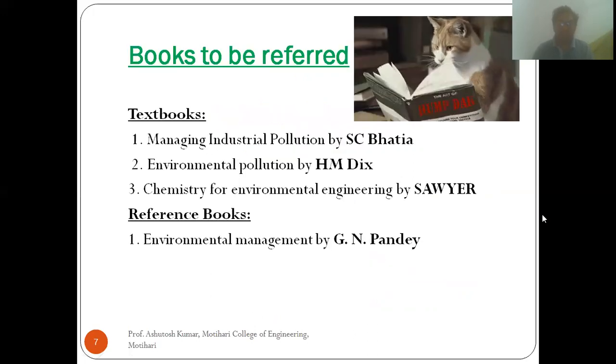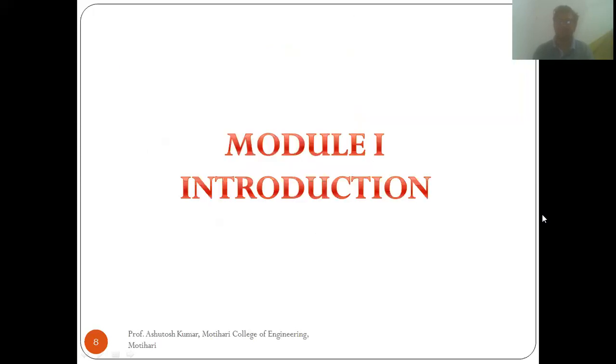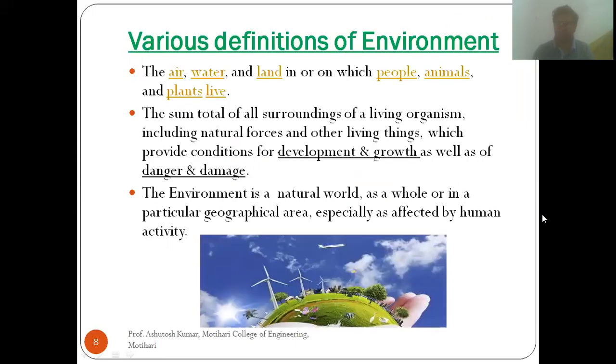Now, books to be referred, which is very important. As a textbook, I am recommending S.C. Bhatia, Managing Industrial Pollution. I recommend H.M. Environment Pollution. I recommend Chemistry for Environmental Engineering by Sawyer. Then as reference books, you can go through Environmental Management by G.N. Pandey. Now we are going to start module 1, that is introduction.